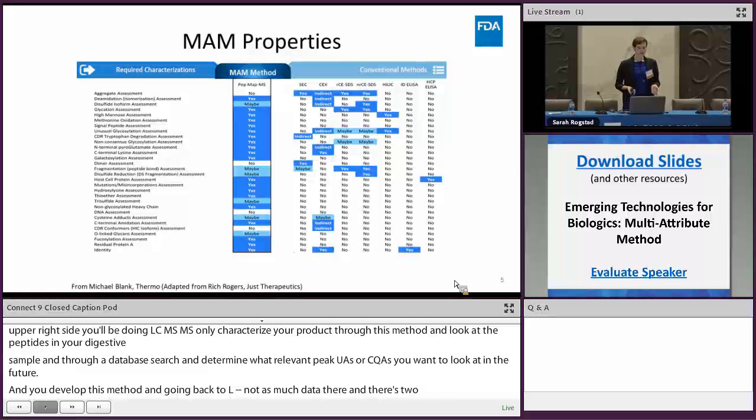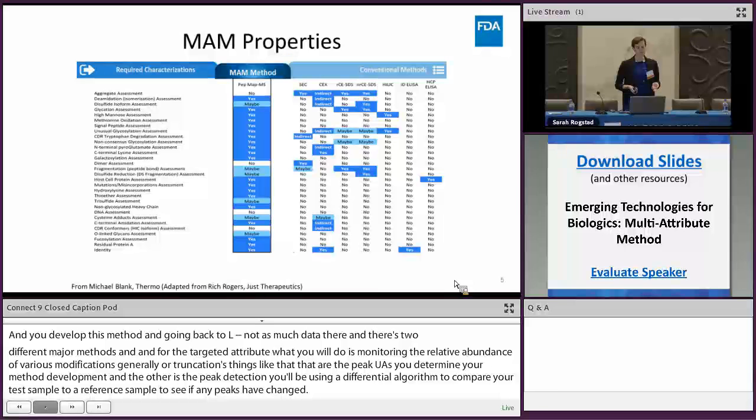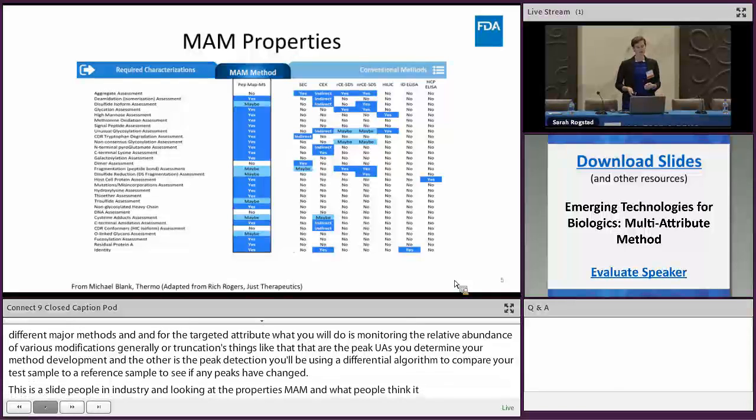So this is a slide that people from industry generally like to show, which is looking at the properties of MAM and what people think it might be able to replace. So the basic idea here is that there are a lot of different characteristics that you should be able to assess using MAM that cover several different conventional methods. And I'll go into more specifics of this in a few slides.